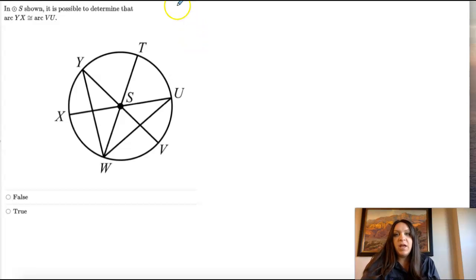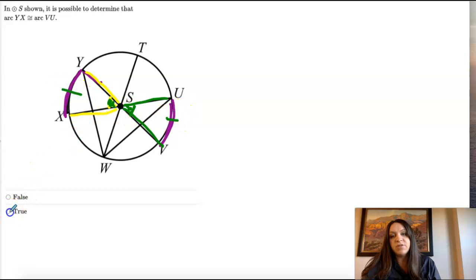Okay, so in triangle S, is it possible to determine that YX, let me get a different color, that this arc length is congruent to this arc length? So I'm going to go look. That arc length is determined by these lines that make up this angle. So this angle is congruent to this angle because they're vertical. And so the arc lengths would be congruent. So that's true as well.